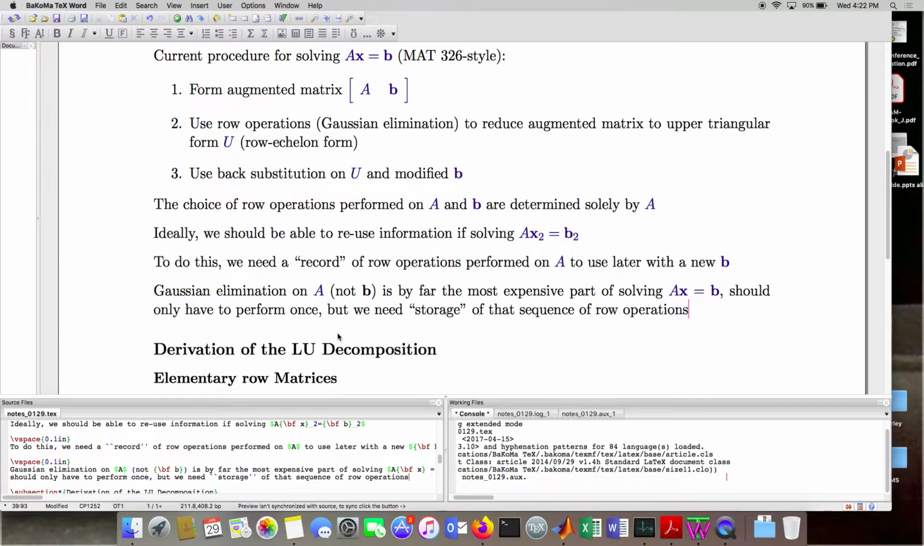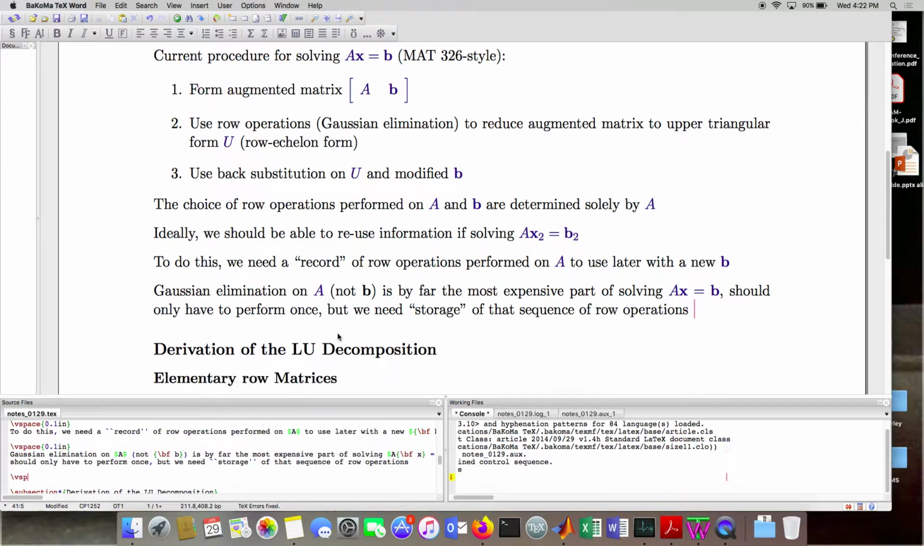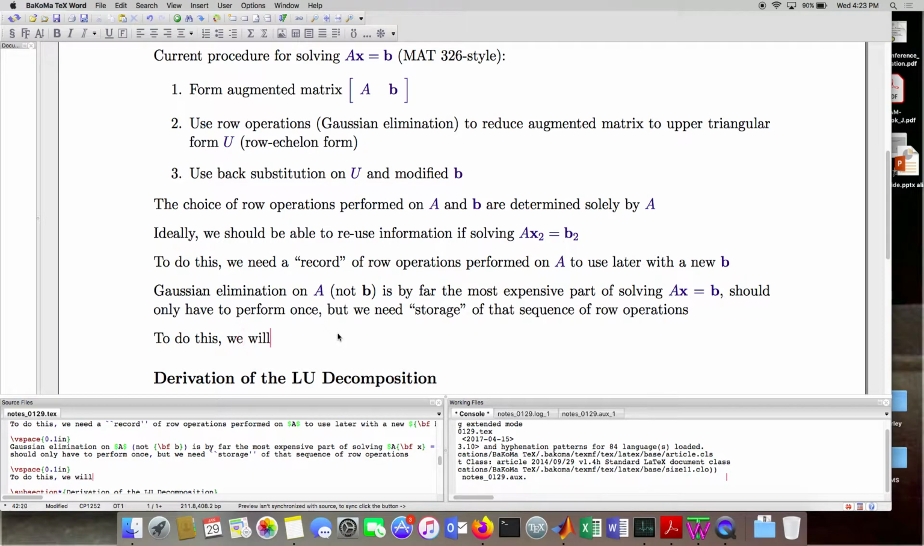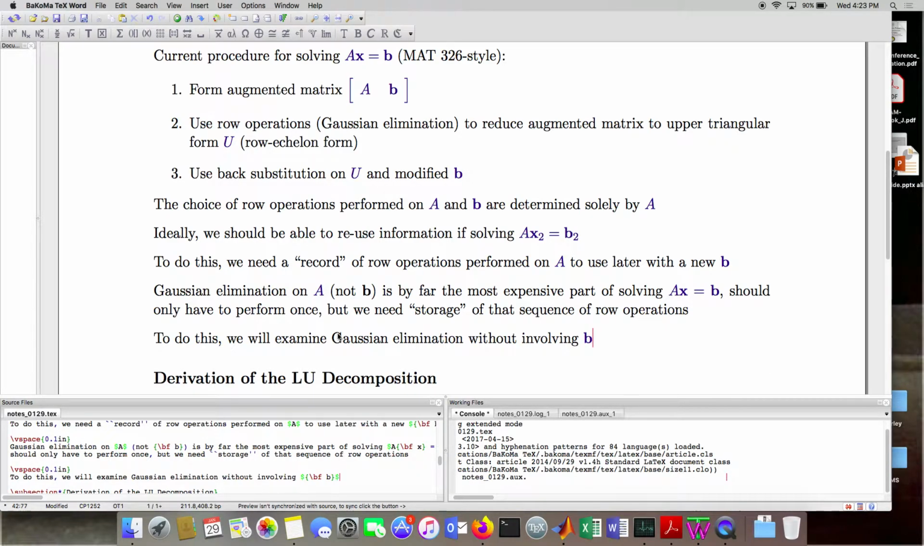So what we'll do is we will examine elimination without involving B at all. Okay.